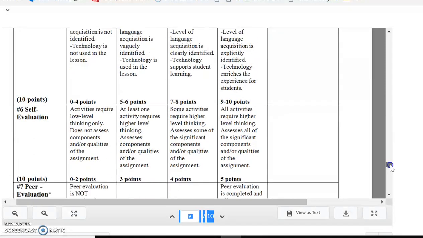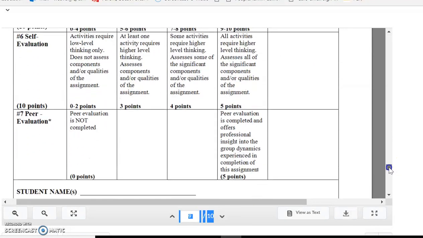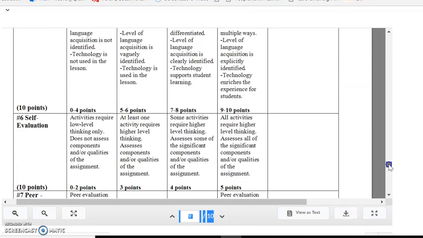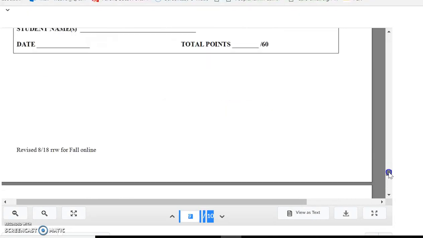I need to fix this. There is actually not a self-evaluation for the written part. I will take that out and fix it. There'll just be a peer evaluation. I believe what was supposed to be here is APA and stuff. So I'll fix it. I'm sorry. All right, and your name.